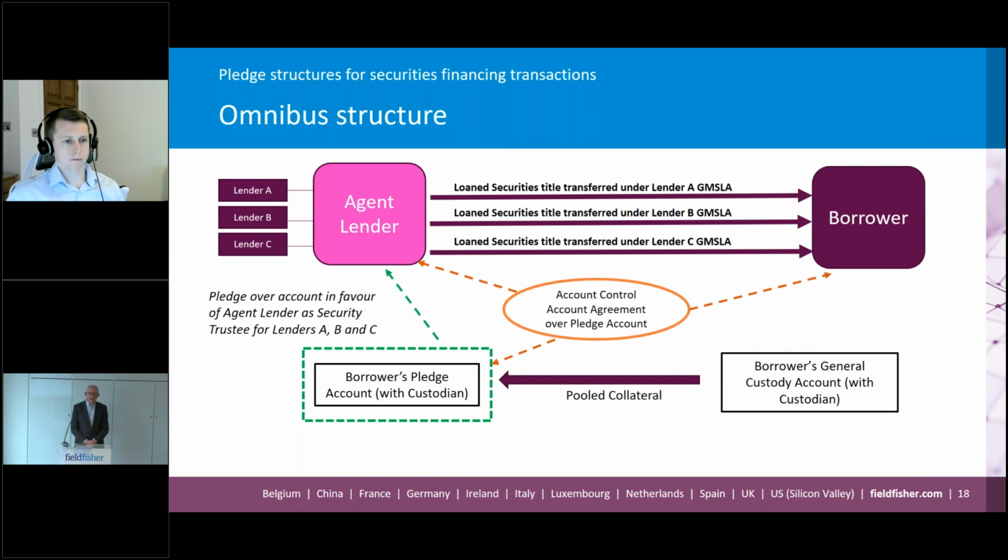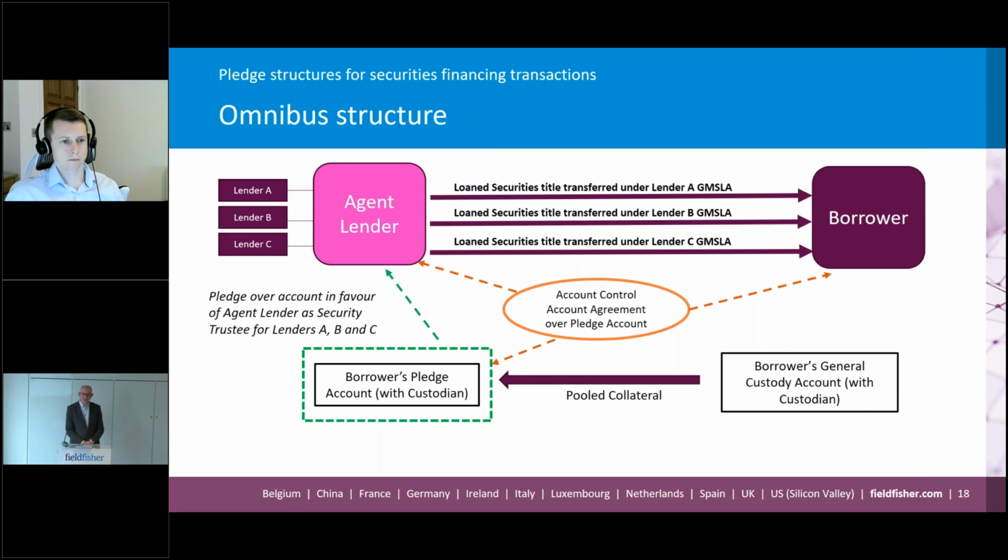And then obviously any sort of net excess will be returned to the borrower, as you would do under any other pledge structure. For the borrowers, the advantages are pretty much the same as you get in a normal pledge structure, but there's a big advantage to the agent lender in using the structure.